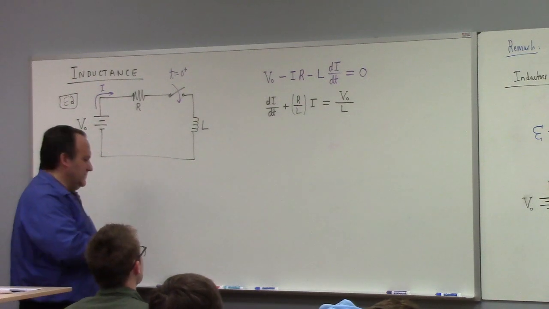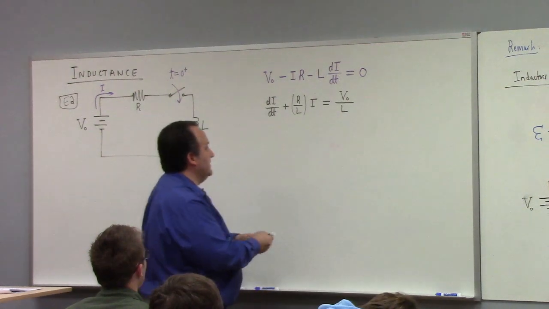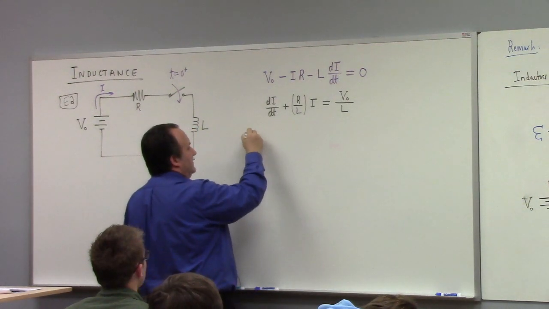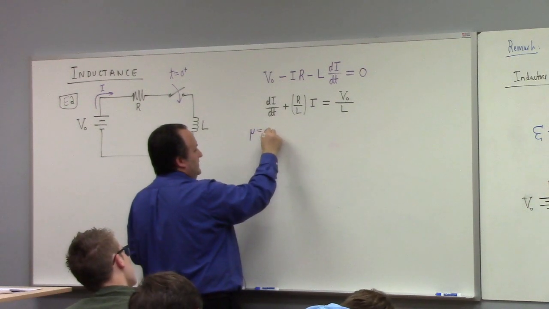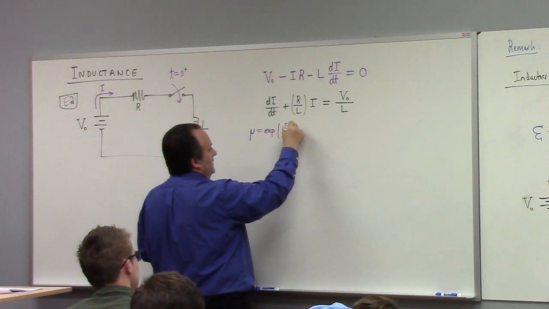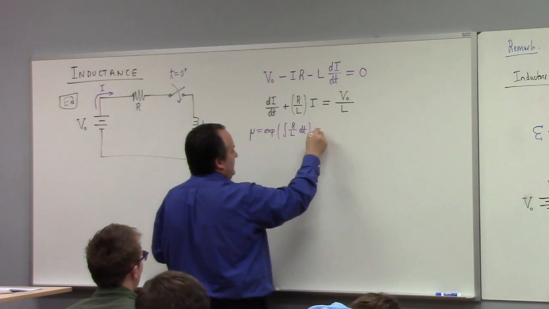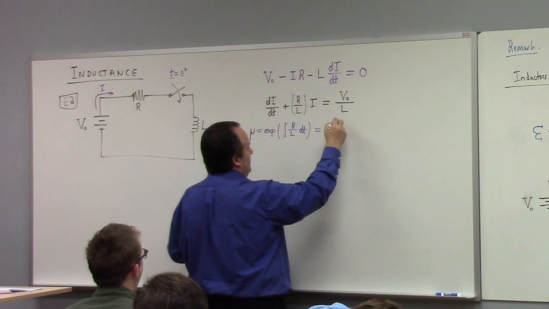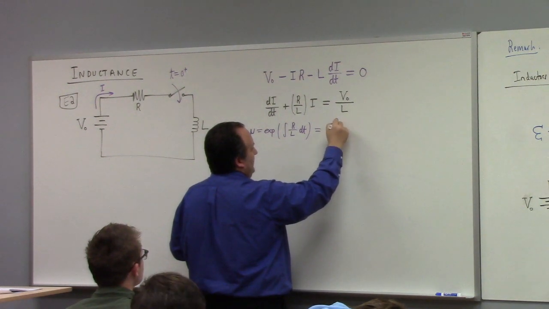So how do I solve it? Integrating factor, I like it. I'll use a mu for the integrating factor, since we've already got I for something else here. It's the exponential of the integral of the coefficient of I, which here is R over L dt, which of course just gives us e to the RT over L.